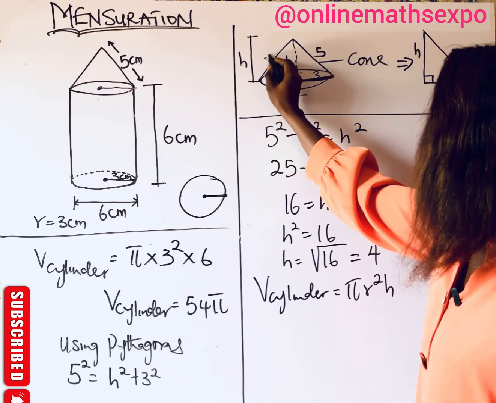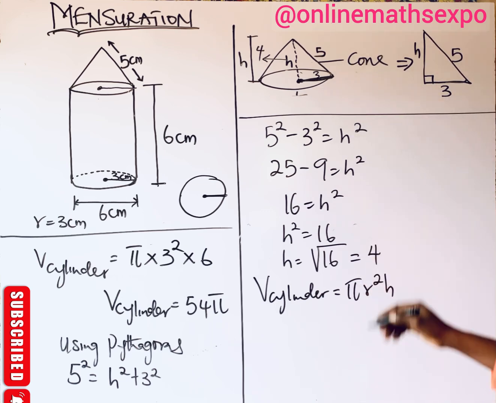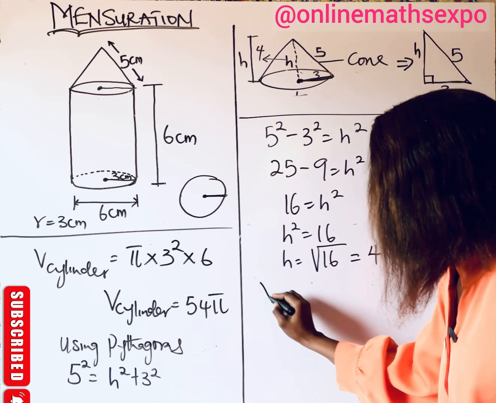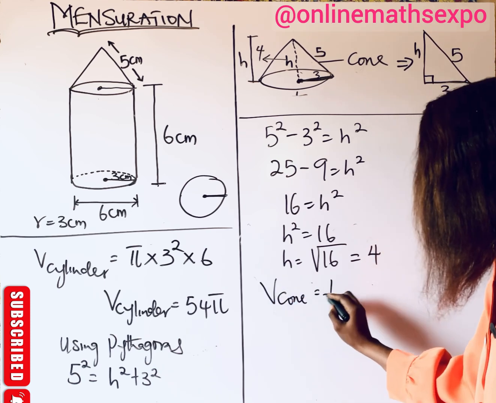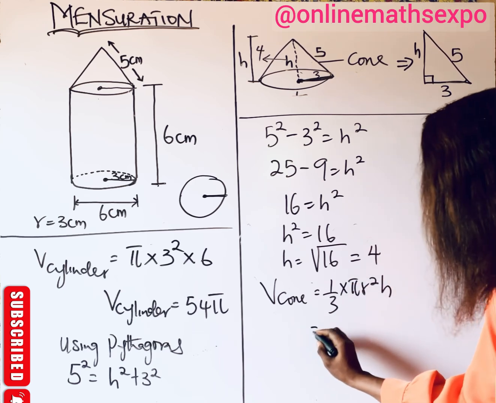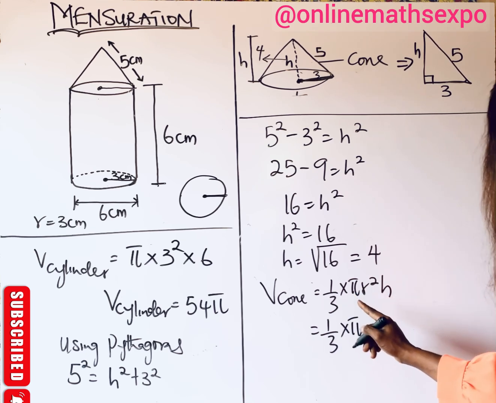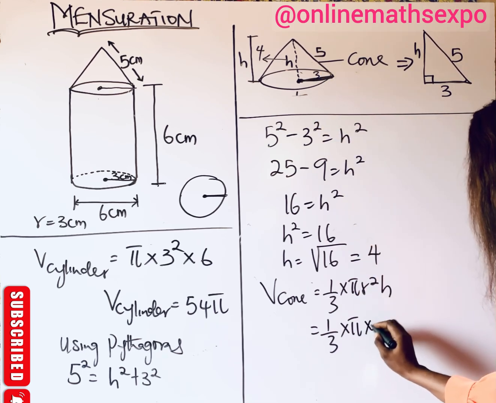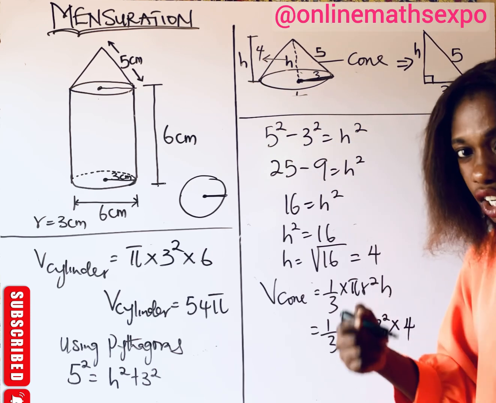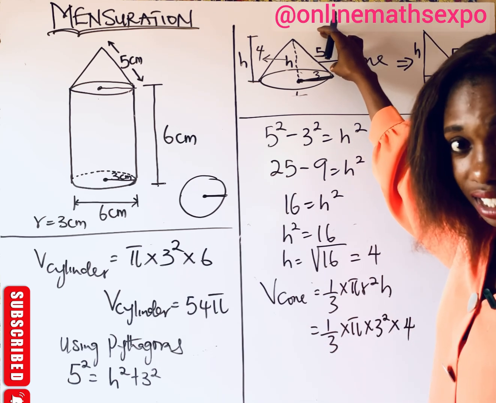So it means that the height to use here is 4. So if the height is 4, can we now find the volume of this cone? Yes. Now to find the volume of cone, we now remember the formula, that the volume of cone is 1/3 times pi r squared h. So we're going to have 1/3 times, we are leaving it in terms of pi, then our radius is what? 3. Okay, so it becomes 3 squared. Our height is 4. Please don't make the mistake of using 5. That was the error most of the people made in their workings.